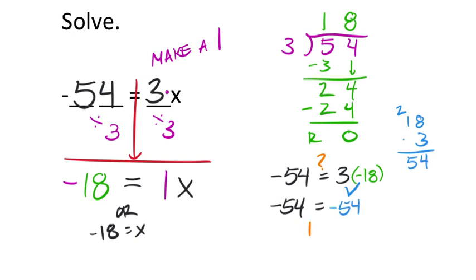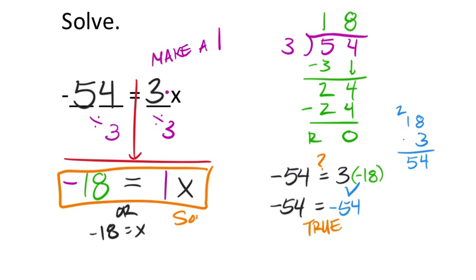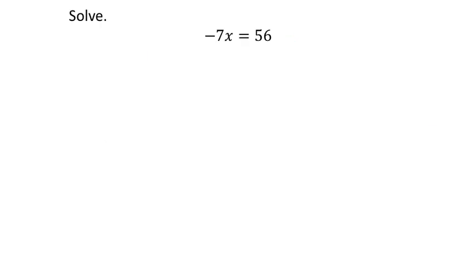Well, that's true. And since it is true, that means that we did in fact find the solution, either way that you wrote it. Yeah, try this one out. Solve negative 7x equals 56. Try it out.